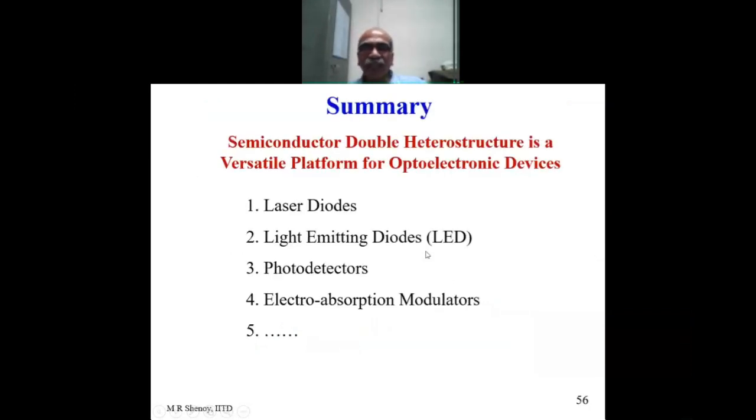So I come to the summary here, that the semiconductor double heterostructure is a versatile platform for optoelectronic devices. All the devices that I discussed are double heterostructures: laser diodes, light emitting diodes, photodetectors, electroabsorption modulators, and so on. And therefore, fabrication of the double heterostructures and all the fabrication related issues which you have heard in the last few days is very, very important. The materials, the lattice matching, and other fabrication methods, because all the devices are double heterostructures. Simplest ones. Of course, there are more exotic devices which need additional processing.